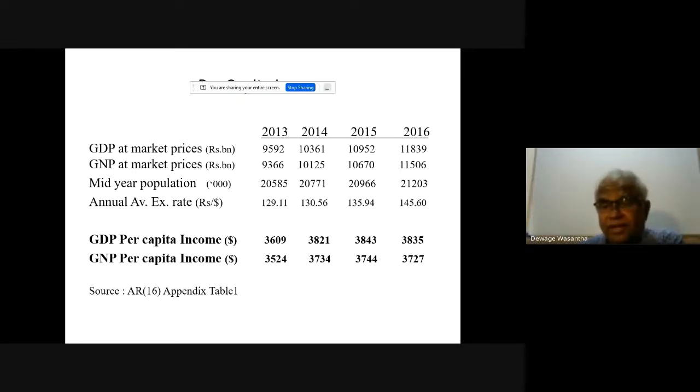Then the average annual exchange rate, 145.60 rupees to the dollar. Using these numbers, we can calculate per capita income. How do you calculate? We divide the GDP at market price by the mid-year population, and you get the rupee value. Then to convert that into dollars, we divide the rupee value by the exchange rate. GDP at market price divided by mid-year population, then divided by the exchange rate. You get the GDP per capita income.